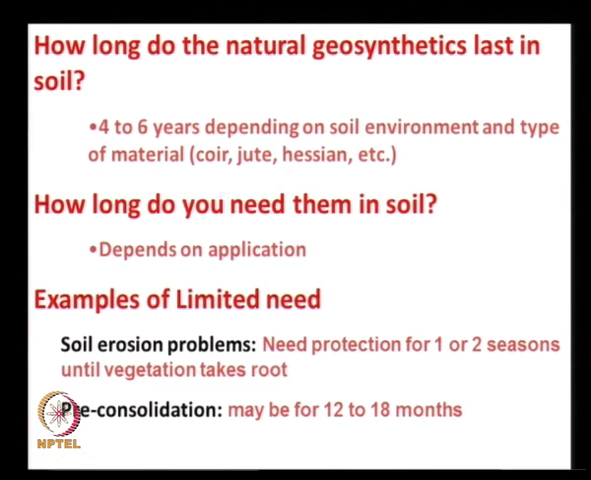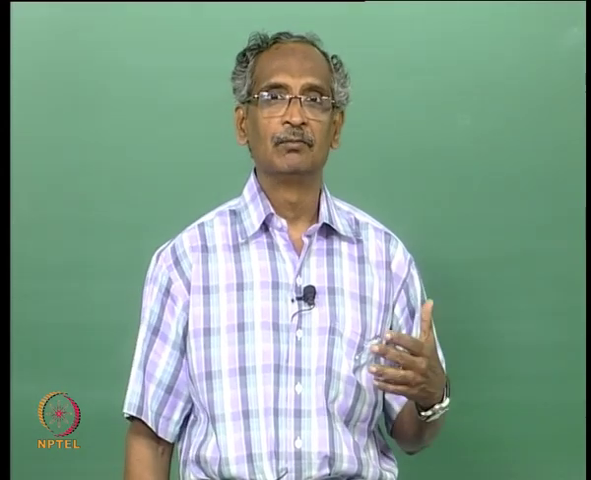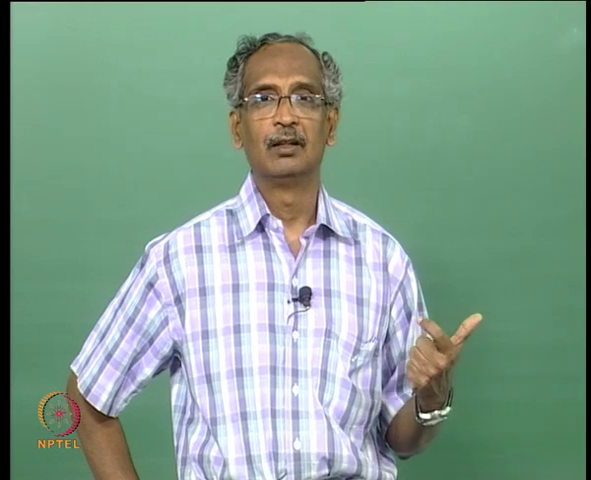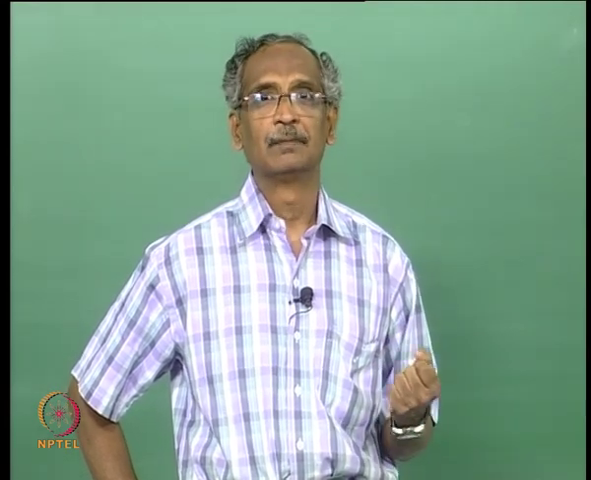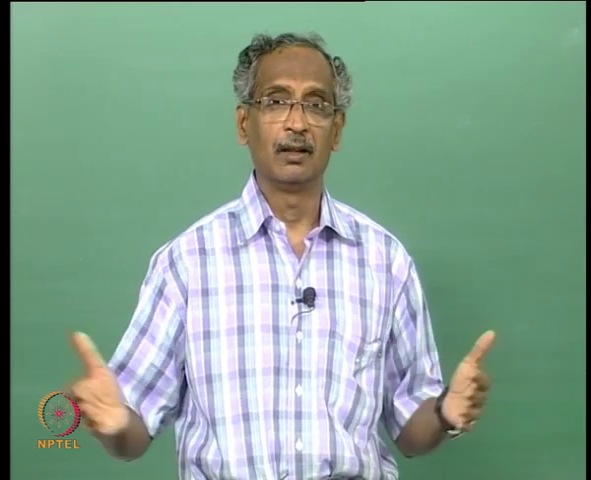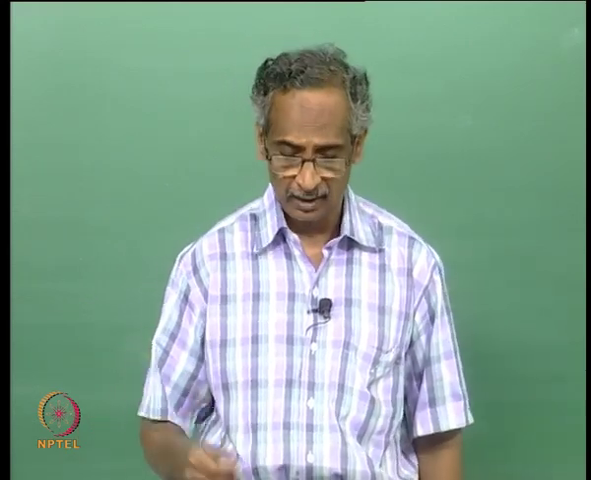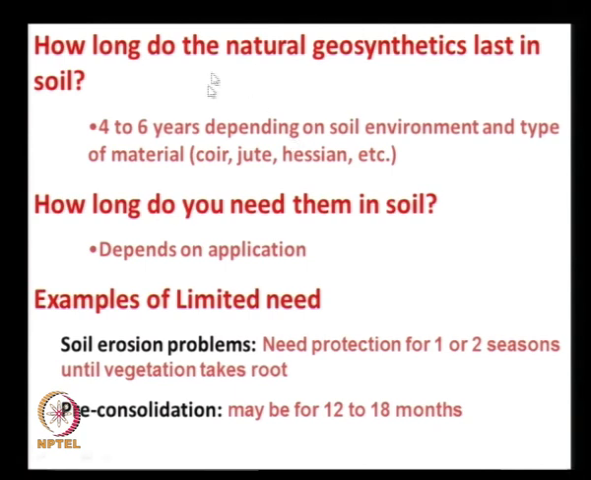See, one question that we need to ask ourselves is, our natural geosynthetics like the jute and the coir have a limited life. They cannot stay in the soil forever, unlike our synthetic counterparts like the geogrids and geotextiles made of say polyester or polypropylene or polyethylene. They can last for hundreds of years without any degradation, whereas the natural geosynthetics have a limited life, and various studies have shown that they can safely stay in the ground for about 4 to 6 years depending on the soil environment and the type of material, whether it is coir, jute, hessian and so on.